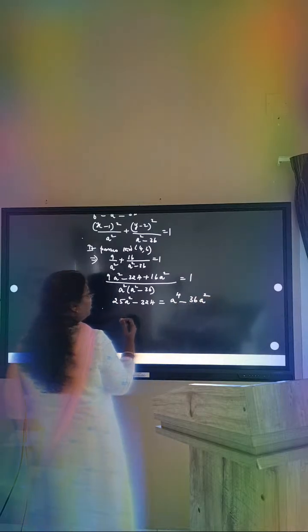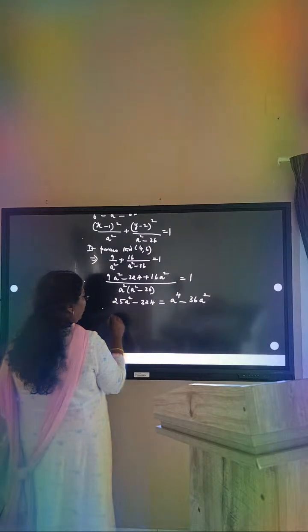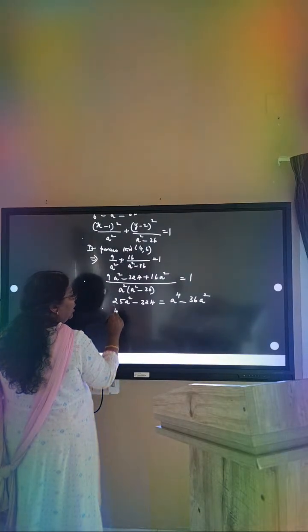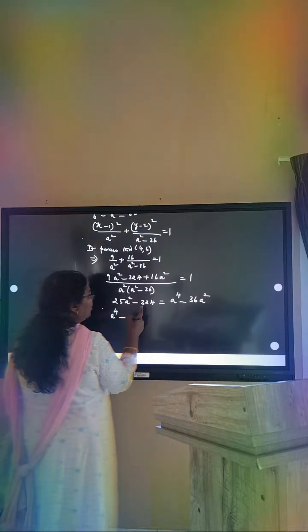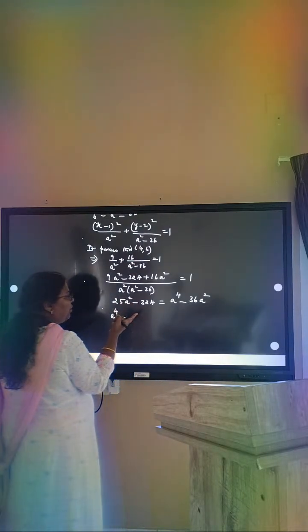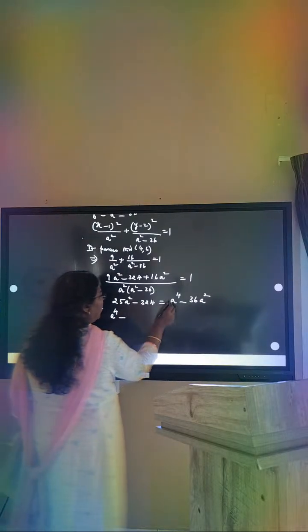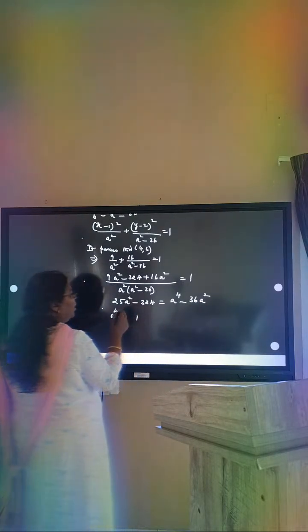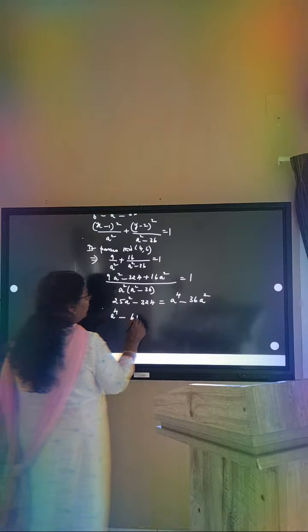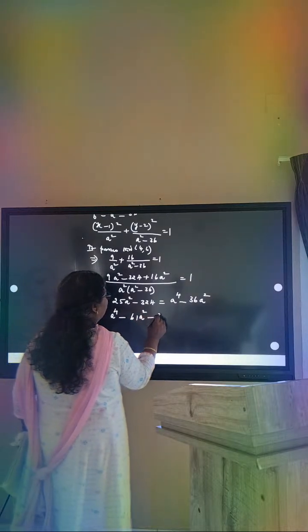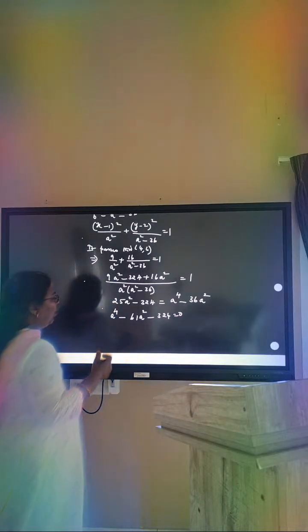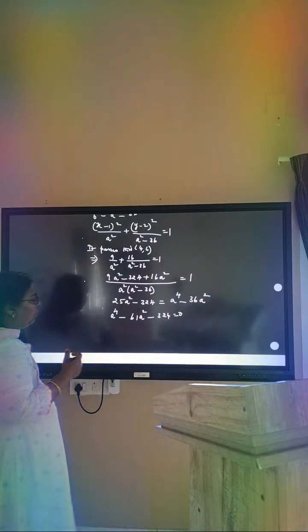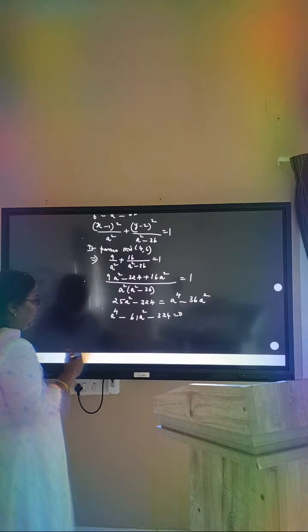Now taking all these terms to one side, you will get a power 4, then taking 25 to the other side, you get minus 25 plus 36, that is 11, and then you have 61a squared minus 324 is equal to 0. So this is like a quadratic equation. We can solve and find the value of a squared.